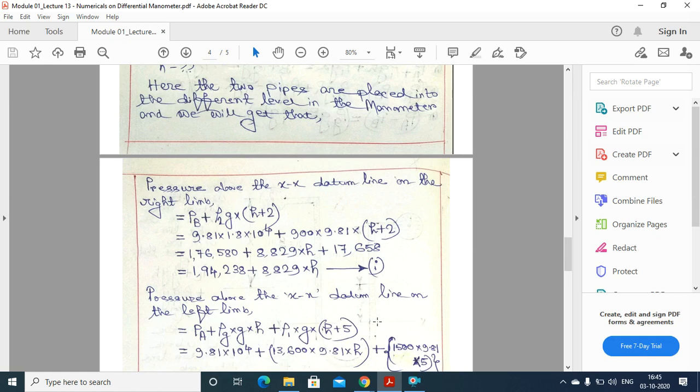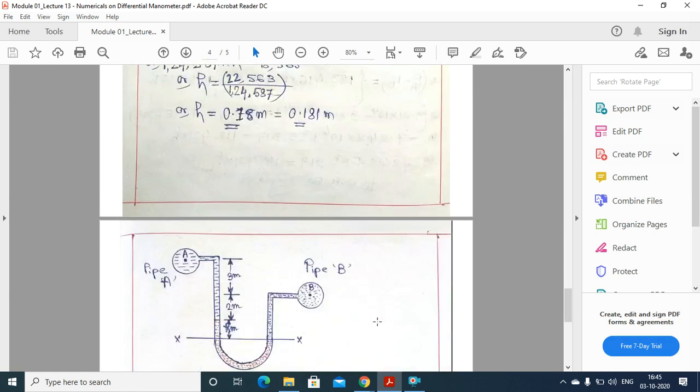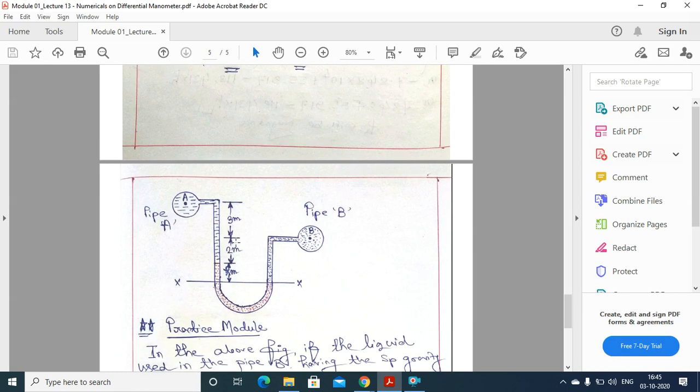Now similarly, the pressure above the XX datum line on the left limb. Here you can see, on the left limb or left column of the manometer, the pressure due to point A will be PA, first of all, plus rho G into G into h.